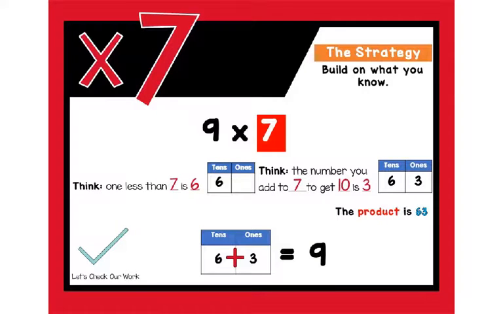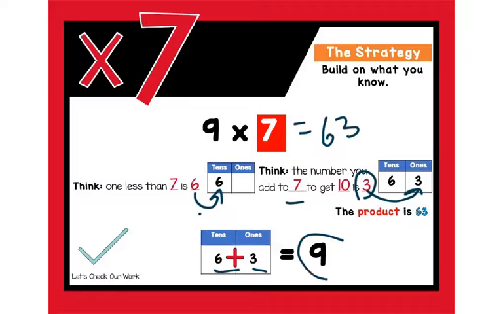Times 7, build on what you know. 9 times 7. 1 less than 7 is 6. So 6 goes into my tens place. Think the number you add to 7 to get 10 would be 3. That goes in my ones place. 9 times 7 would give you a product of 63. But let's check that. If I have a 6 in the tens place and a 3 in the ones, 6 plus 3 would give me 10.